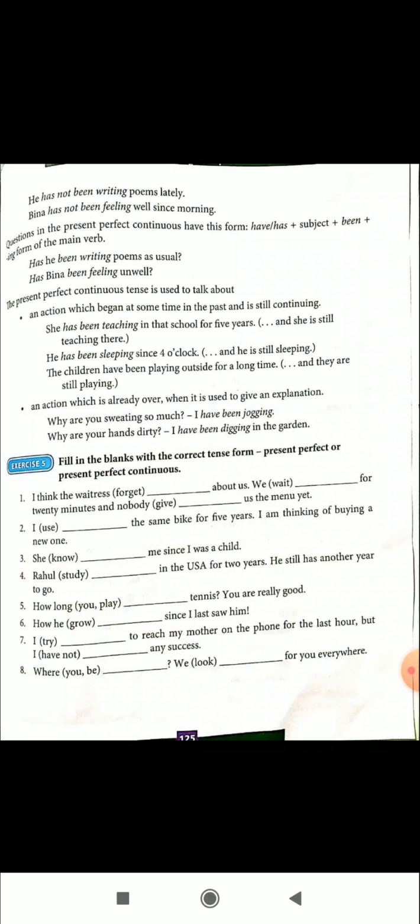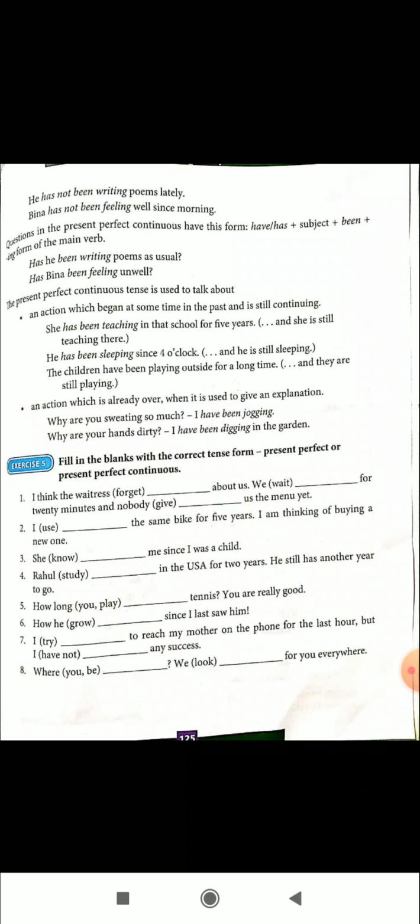Be very careful. Don't use "has been he writing", wrong. Has he been writing poems as usual? That is correct. "Has been feeling unwell", wrong. "Has been writing he poems", wrong. The subject is put just after the auxiliary has or have.